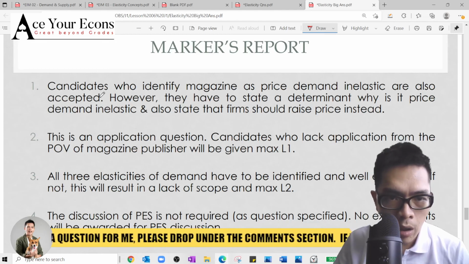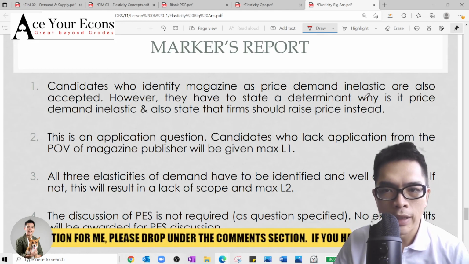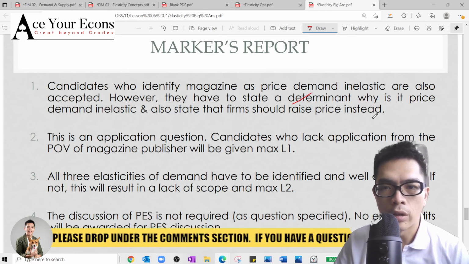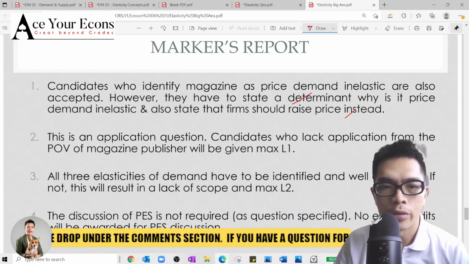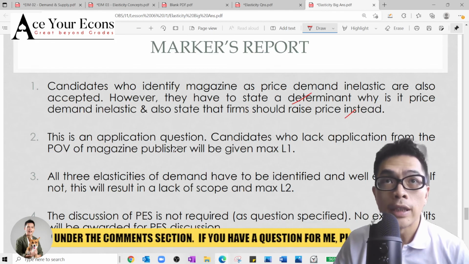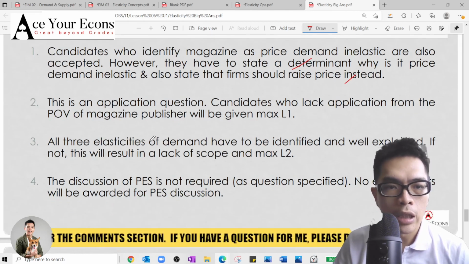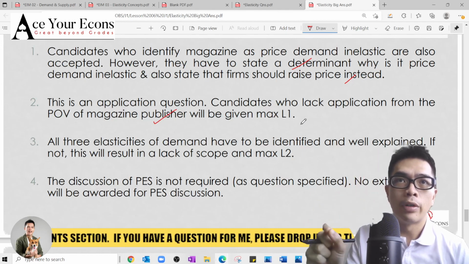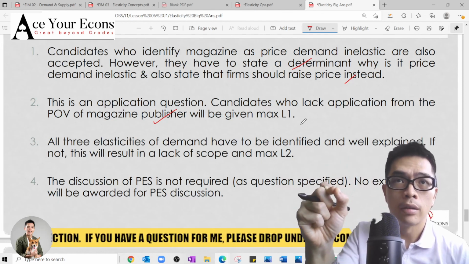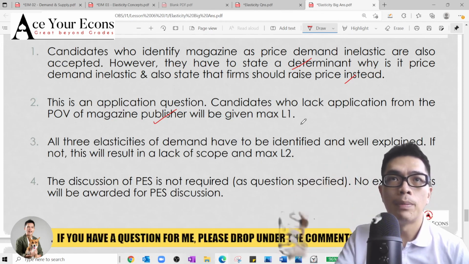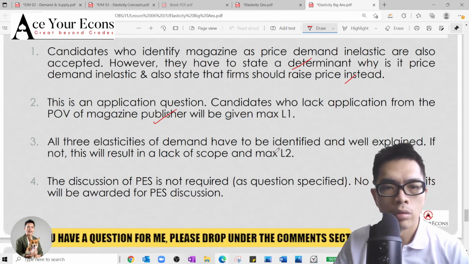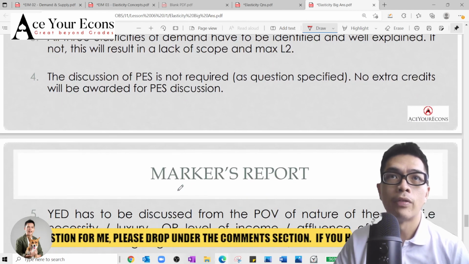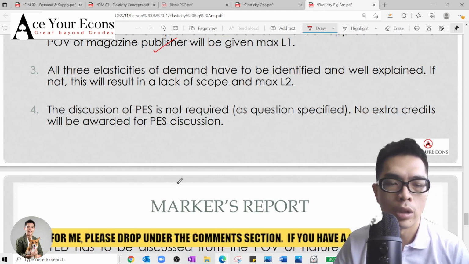If you identify magazine as price demand inelastic, you're also accepted. You need to state the determinant. You need to use good examples, and you need to illustrate a raise in price and the effects on total revenue. So this is an application question. You need to adopt a strict perspective of a magazine publisher. If you realize the examples that you raised were firms or producers, then you're not contextualizing. You'll be penalized on your application skill. So you need all three elasticities of demand, and PES is not required. Some of the students were too clever bringing PES, no need.